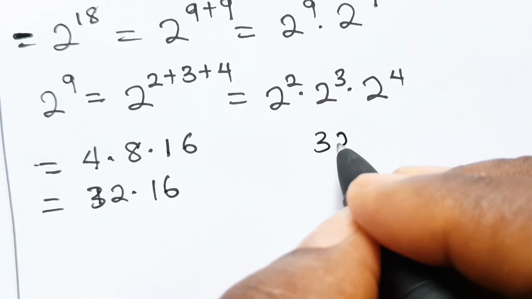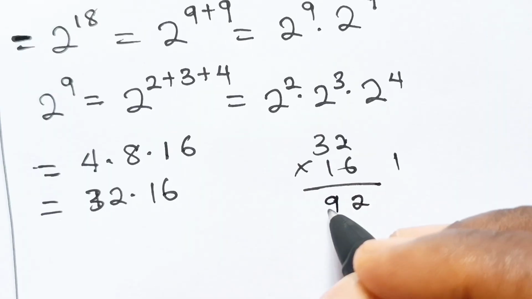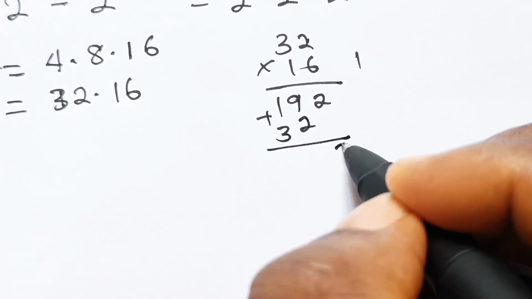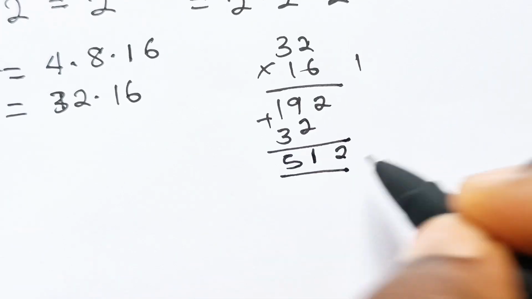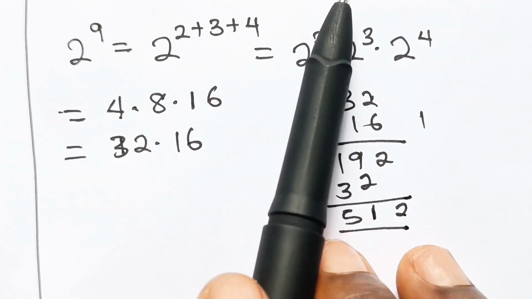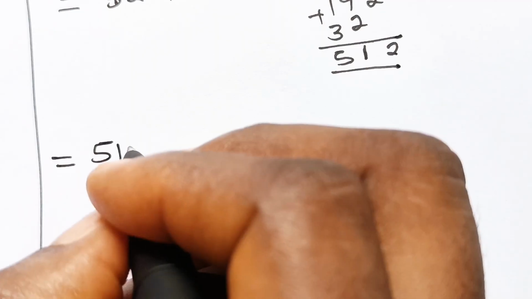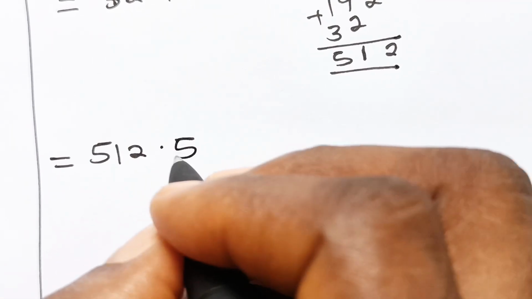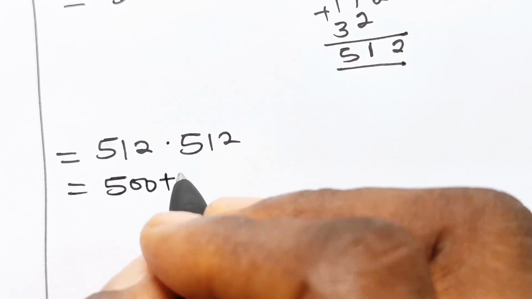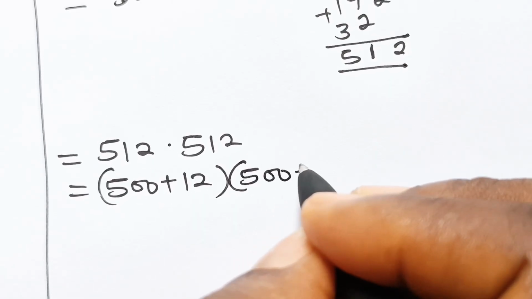So if we solve that, 6 times 2 is 12, 6 times 3 is 18 plus 1, 19. 1 times 2 is 2, 1 times 3 is 3. If we add, we have 512. So it means that 2 to the power of 18 is the same thing as 512 multiplied by 512. This can be expressed as 500 plus 12. Remember, we don't have a calculator. Multiplied by 500 plus 12.